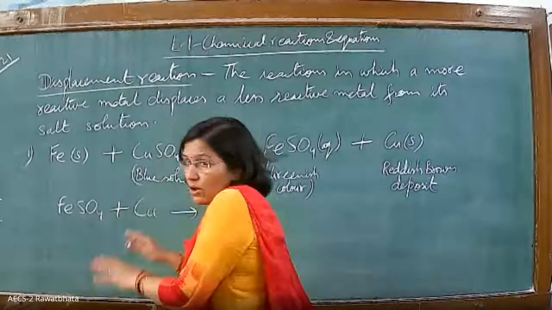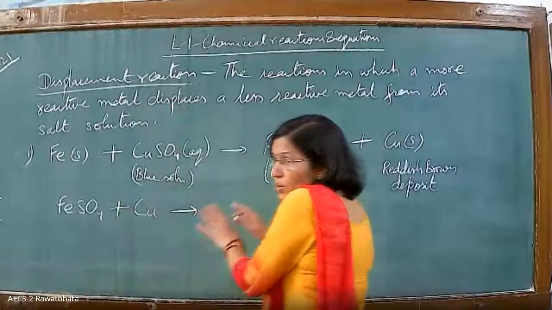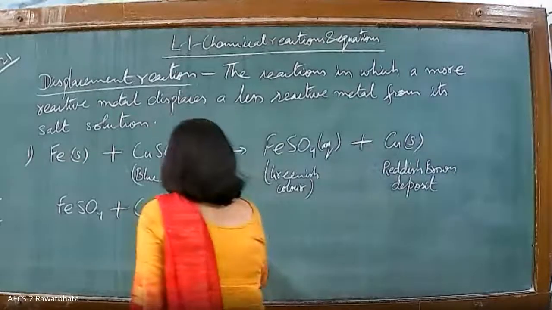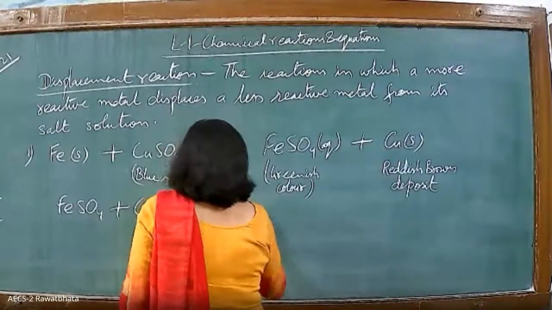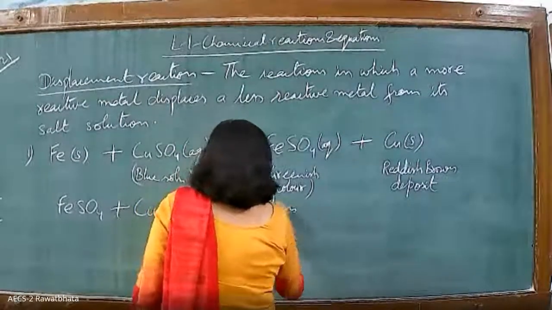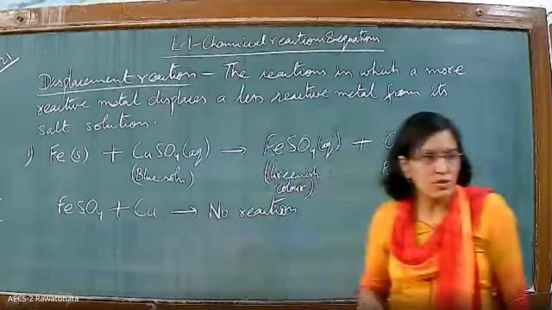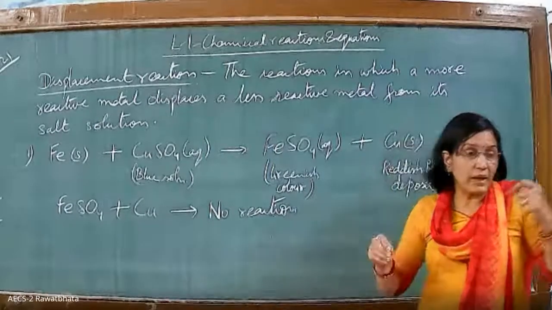That means you are clearly supposed to write down, if at all this equation appears in the exam, FeSO4 plus Cu, the arrow mark, and then write down no reaction. Understood? Don't simply just go ahead writing down the products.